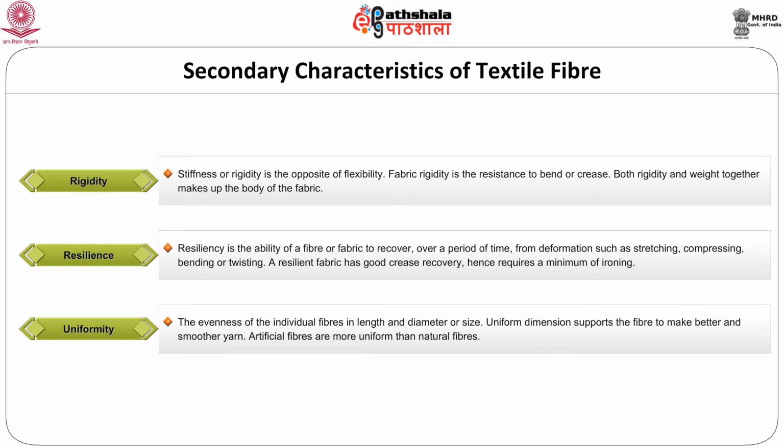Uniformity. This means the evenness of the individual fibers in length and diameter or size. Uniform dimension helps the fiber make better and smoother yarn. Artificial fibers are more uniform than natural fibers. Uniformity in fiber and yarn is an important property which influences the strength of the resulting yarn and smooth surface in fabric. The more uniform the yarn, the stronger the yarn.